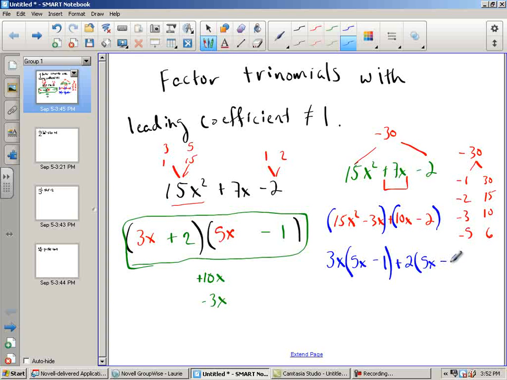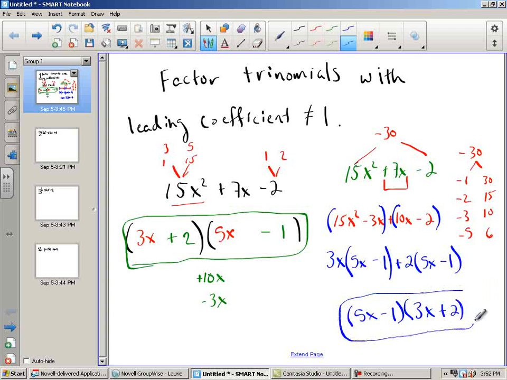5x minus 1. Do you see how these two parentheses line up identically to one another? That means that that is one of my parentheses, one of my factors. The other factor is made up with what's on the outside of the parentheses. I see a 3x, I see a plus 2, and there is the exact same answer as over here. They are the same. So both methods will get me there.